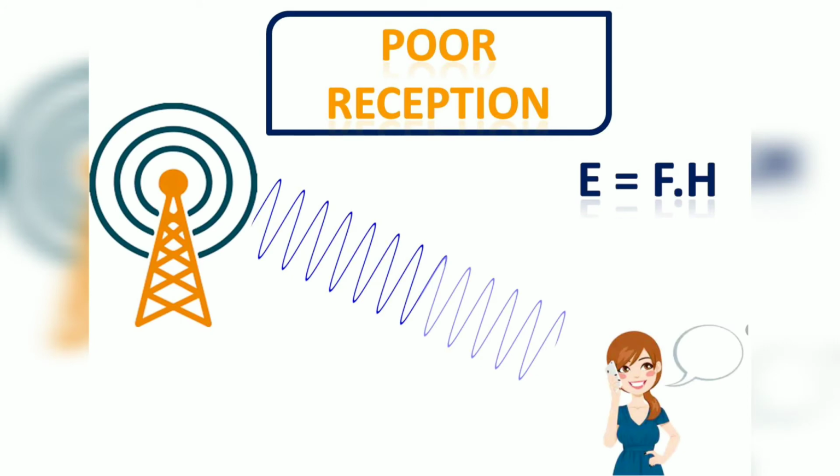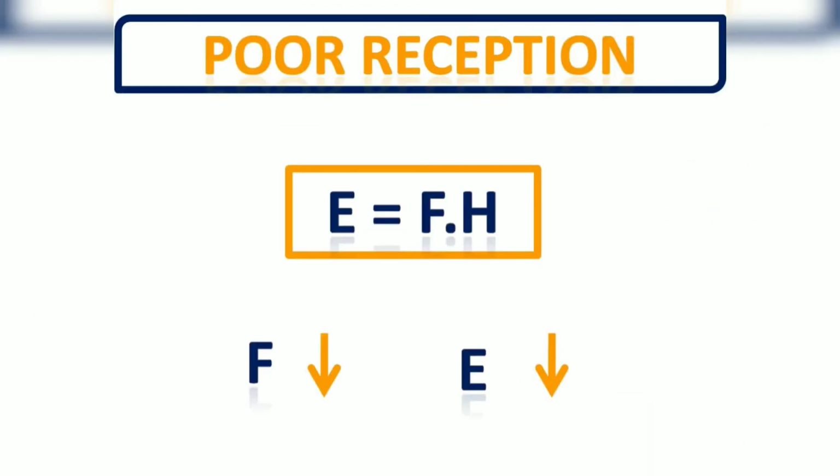The third problem is poor reception. According to the energy of the electromagnetic wave, E is equal to f into h. As the energy of the low frequency signal is very low, the energy of the electromagnetic signal decreases as it travels longer distances. Using modulation technique, as a high frequency signal is transmitted, automatically the energy of the signal will also be high. Hence, a good quality signal is received at the receiving end.